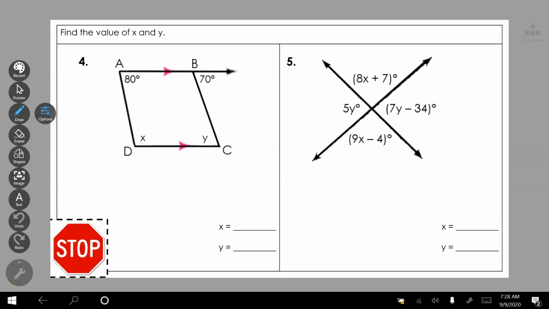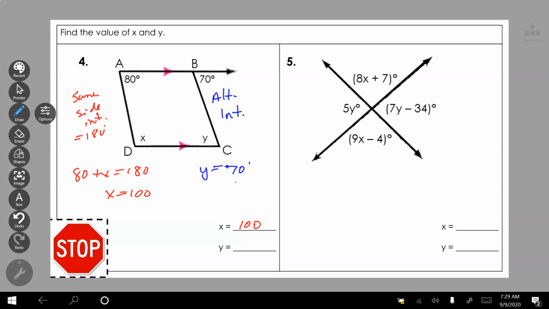Couple more examples. Well, because of these pink arrows, these are parallel lines, so these two angles are same side interior angles. That means they have to equal 180 degrees, so 80 plus x equals 180. X equals 100. That was pretty easy. And then these two angles here, again, because of this parallel line, these are our alternate interior angles, and they must be congruent, so y is equal to 70.